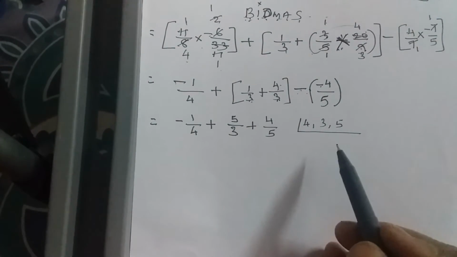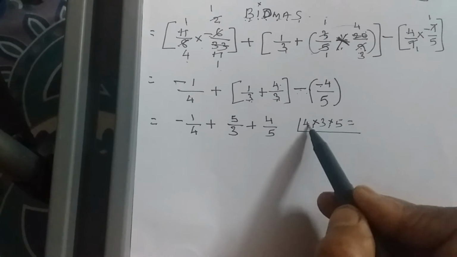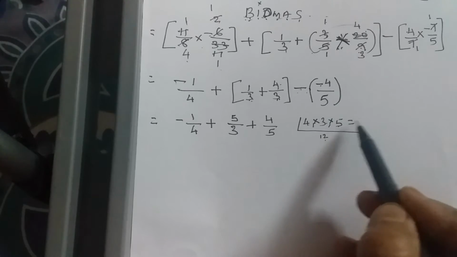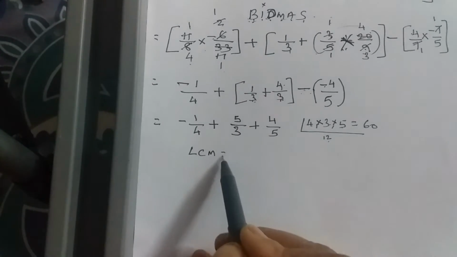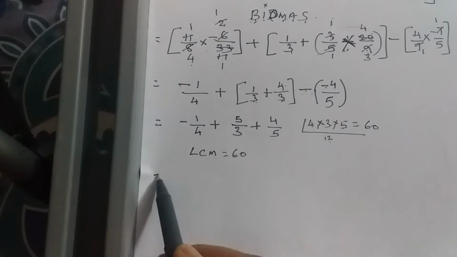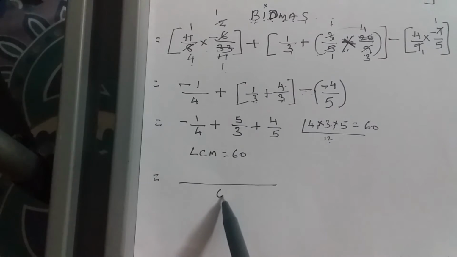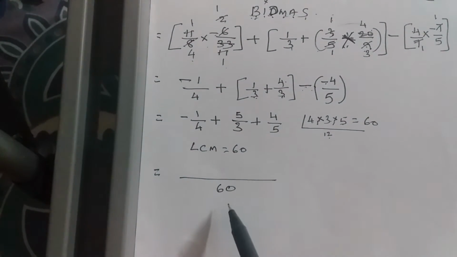What to do? How to find LCM now? Yes, just multiply all the three numbers. 4 3s are 12 and this 12 into 5. 12 5s are 60. So our least common multiple is 60. Now what do we do next step? Yes, right, the common denominator is 60. Okay. Now 4, 3, 5 we have changed into 60.